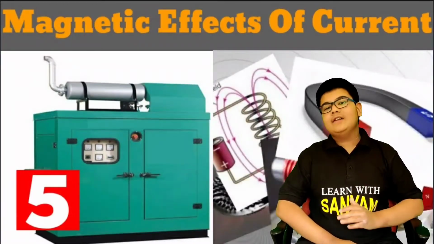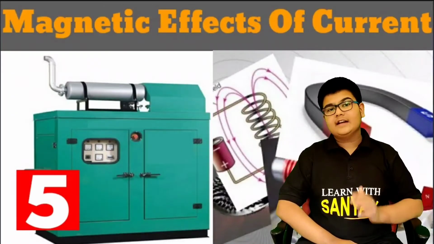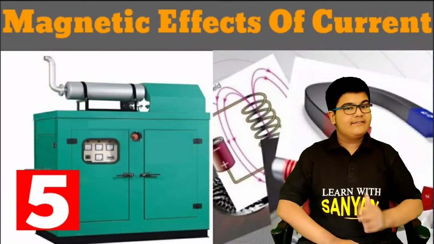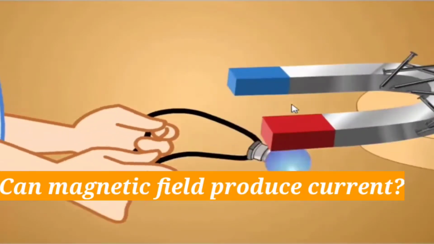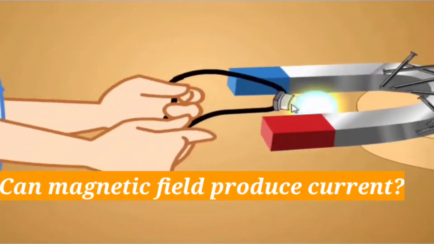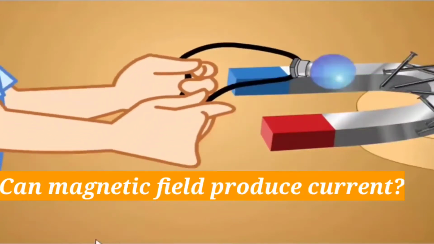Till now, we have learned that a current carrying conductor can produce a magnetic field. Now, is the reverse possible? Can a magnetic field produce a current? Let's find out in this video.